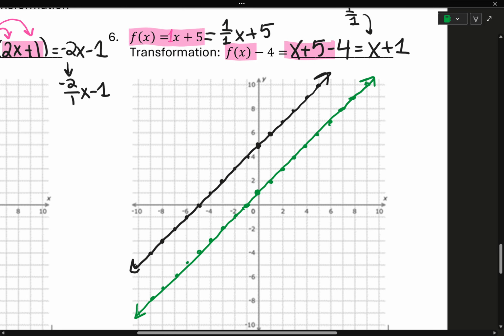I bet yours looks beautiful because you're using a straight edge, right? You're using a straight edge? You better be using a straight edge.